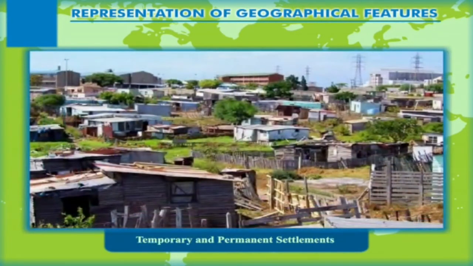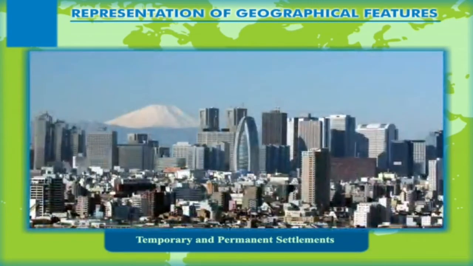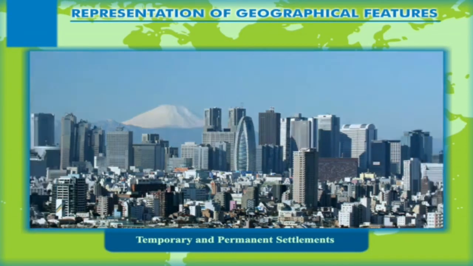Temporary and permanent settlements. Depending on the length of time for which they are in use, a settlement may be temporary or permanent. Temporary settlements are those that are occupied for a shorter period of time. Tribes living in deserts, tropical rainforests, and other inhospitable environments build temporary settlements. However, most of the settlements that we see today are permanent settlements. They are not abandoned and remain in use continuously for several years.